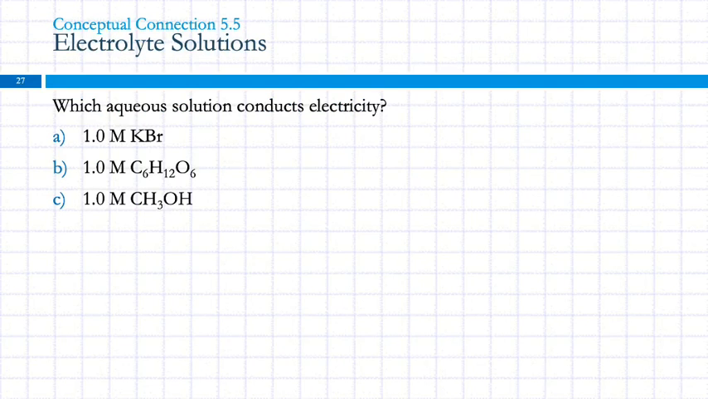So which of these aqueous solutions, so they're all dissolved in water, conducts electricity? Well, what kind of things conduct electricity? Ionic compounds. So are any of these things ionic? A is, right? KBr, metal, nonmetal, ionic compound. So this one will conduct electricity.